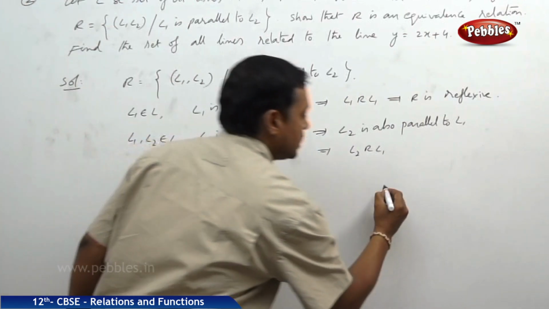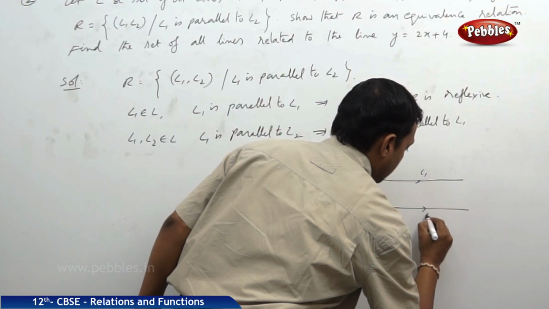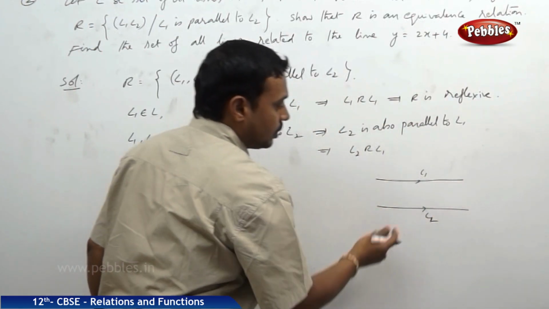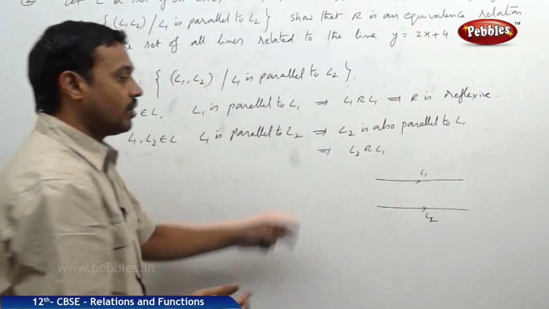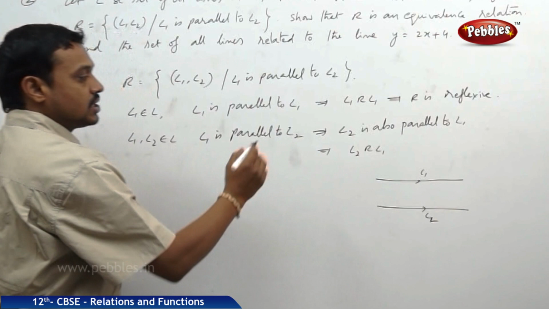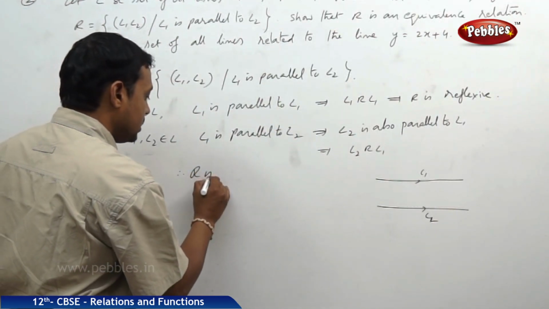If L1 is this one and L2 is this one, if L1 is parallel to L2, then L2 is also parallel to L1. Both are two parallel lines. Therefore, L1 related to L2 implies L2 related to L1. Hence, this relation R is symmetric.